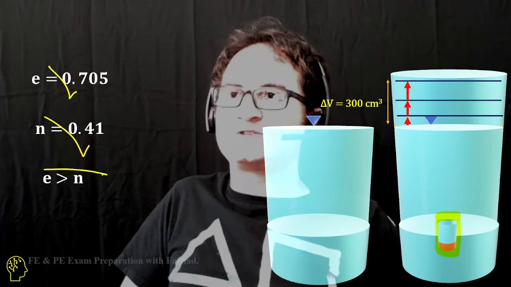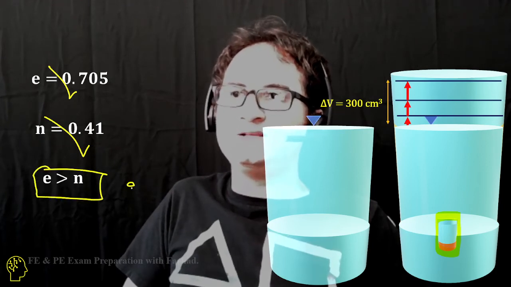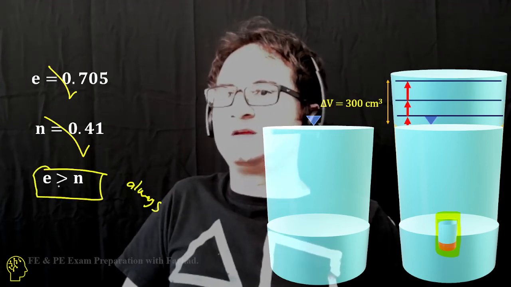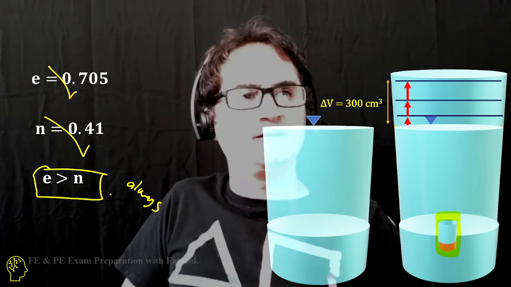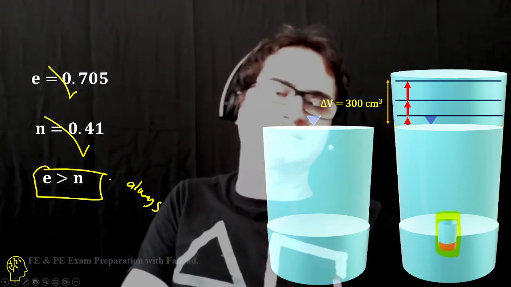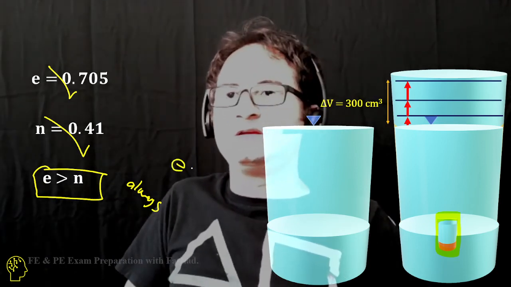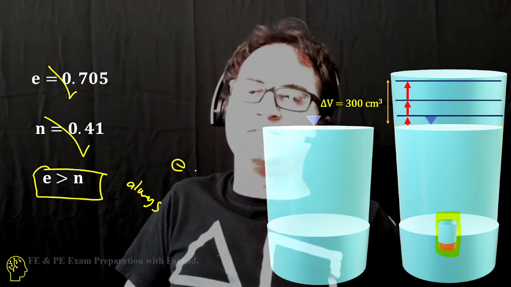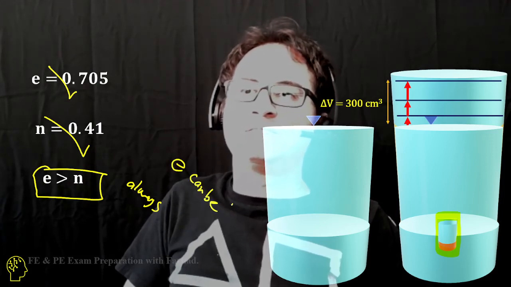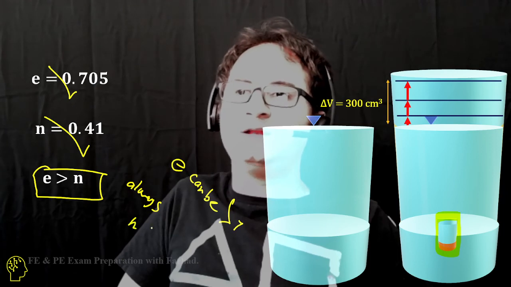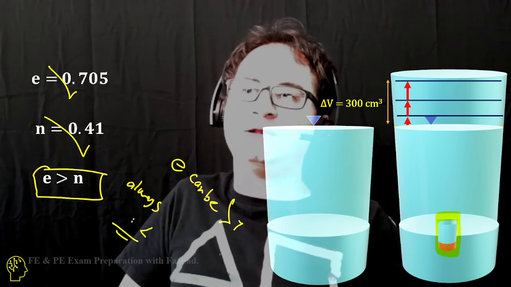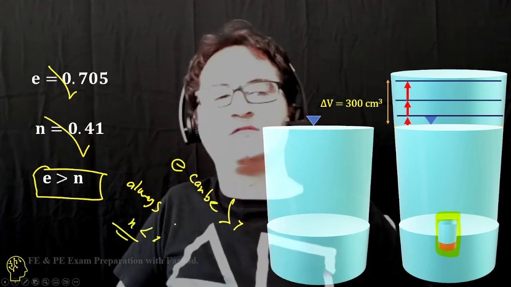And it just gives us that e is always higher than n. At the same time, e can be more than 1, but n is all the time less than 1 in numeric value.